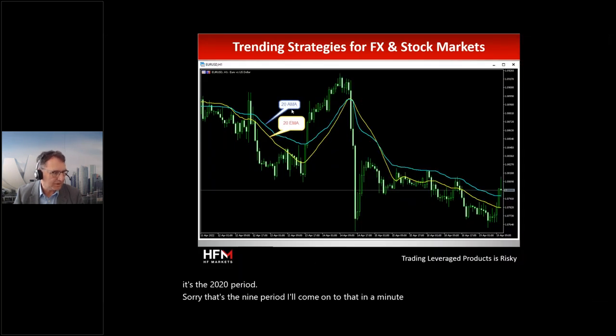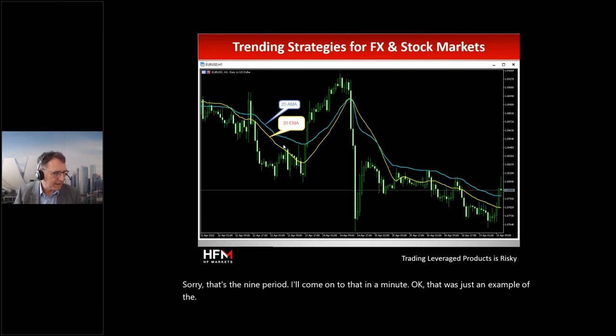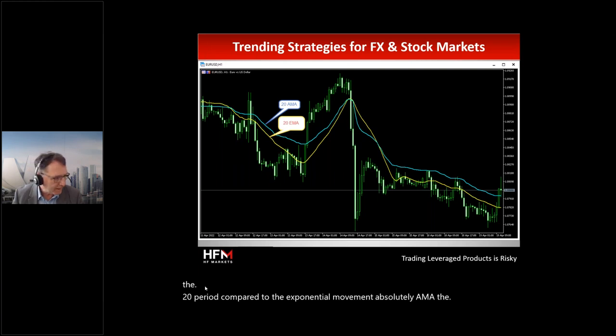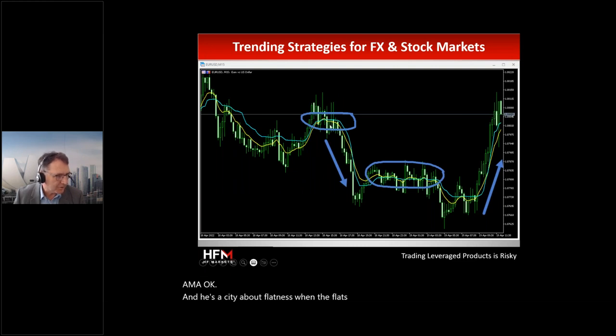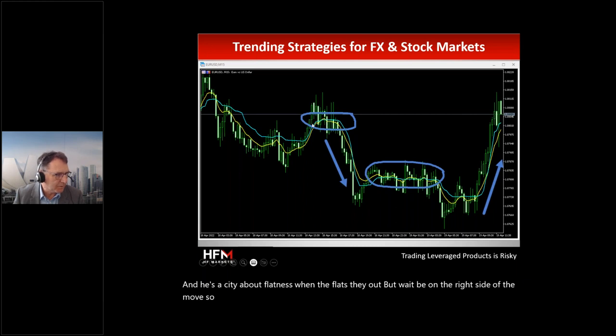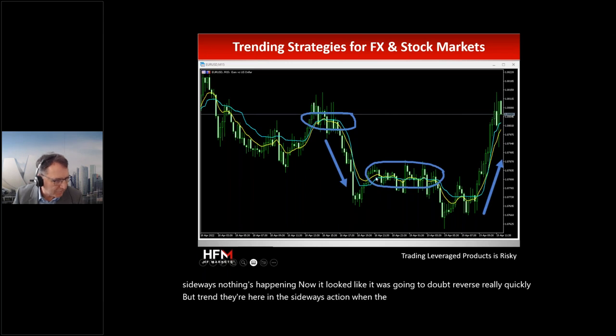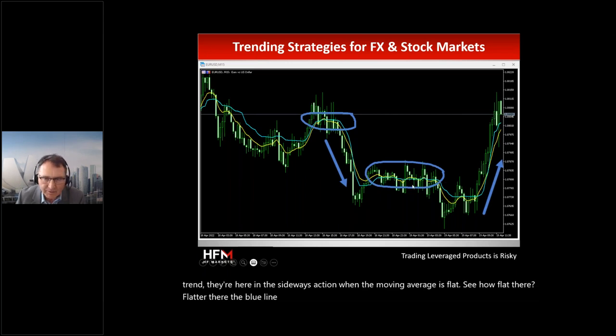Okay. That was just an example of the 20 period comparing it to the exponential moving average, so the AMA. And here's this idea about flatness: when they're flat, stay out, but wait to be on the right side of the move. So we've had a move up here with short flatness, so it doesn't work. As with all moving averages, trend following, you want a trend. When the market is going sideways, nothing's happening. It looked like it was going to reverse really quickly, but in these sideways actions the moving average is flat. See how flatter the blue line is compared to the yellow line? So you get a much clearer example of flatness, is the wrong word, of non-trending markets.